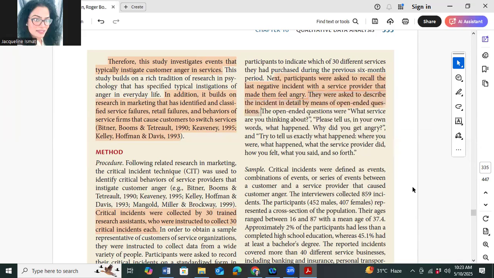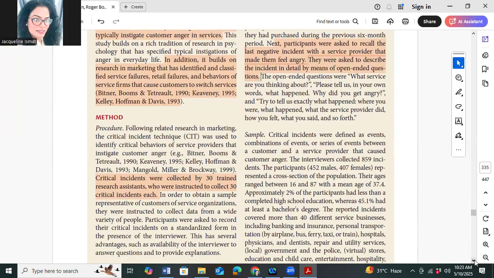आप मुझसे बताएं कहाँ पे क्या glitch आया? Why were you irritated? Open-ended questions were what service are you thinking about? Please tell us in your own words what happened. Why did you get angry? And try to tell us exactly what happened, where were you, what happened, and what the service provider did, how you felt, what you said, and so forth. We will open it up, right?